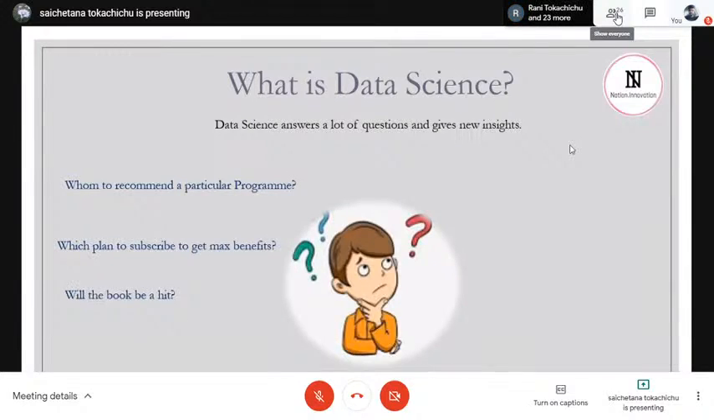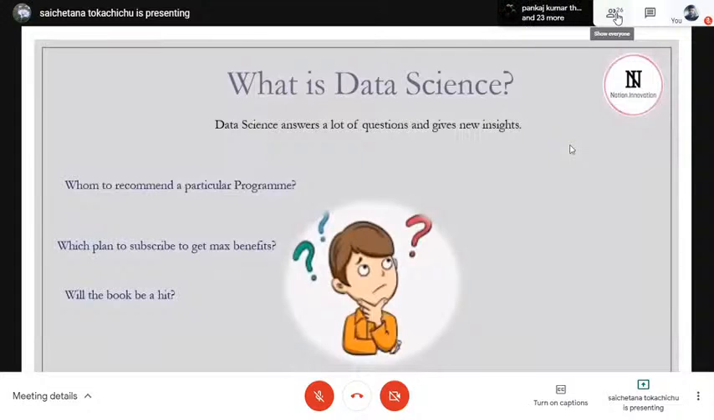So will the book be a hit? For example, if there is a movie, we have a trailer. Based on the trailer, we can guess, okay, this movie is going to be a hit, or okay, it's average. Like that, we make a guess. But what about a book? I am not going to read the whole book and tell you it is going to be a hit. It's a waste of my time.